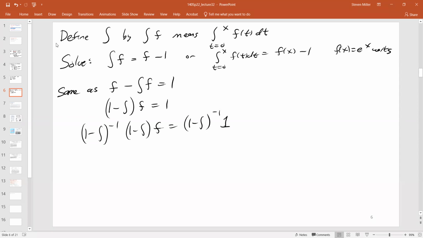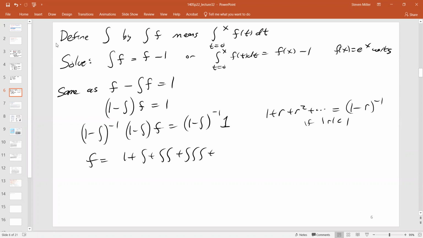Well, if I consider 1 plus r plus r squared plus dot dot dot, that equals 1 minus r inverse if the absolute value of r is less than 1. So using that analogy, f equals 1 plus integral plus integral integral plus integral integral integral plus dot dot dot acting on 1. You might be a little bit concerned, can I use the geometric series formula here?